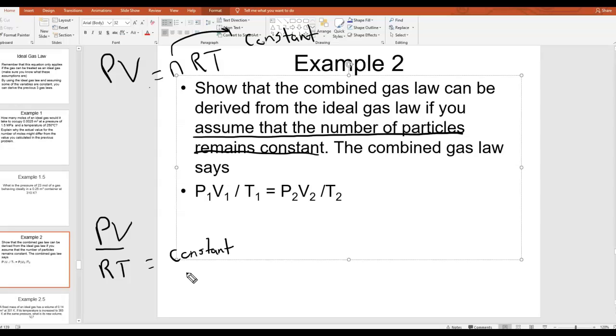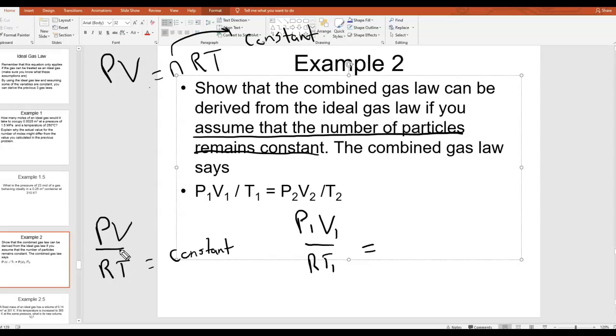Okay, that is a fixed value. If n is constant, and it's an ideal gas, then PV over RT has to be a constant for any value of pressure, volume, and temperature. So if we go from one pressure, volume, and temperature to different pressure, volume, and temperature values, in other words, if we start at pressure 1, volume 1, and temperature 1, and we change them, it doesn't matter what we change them to, they still have to be in this correct proportion.